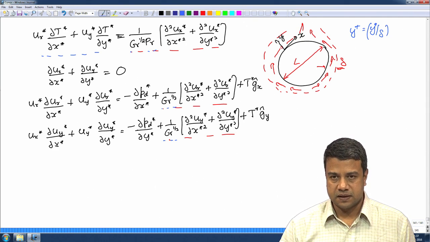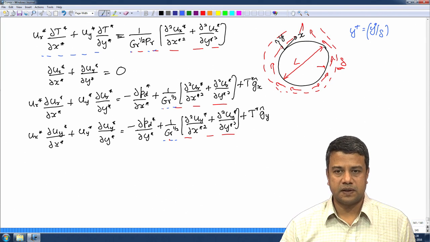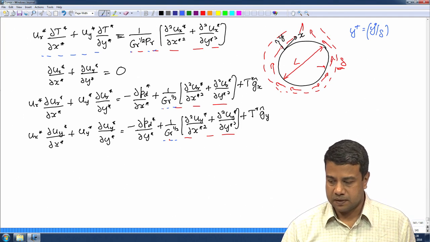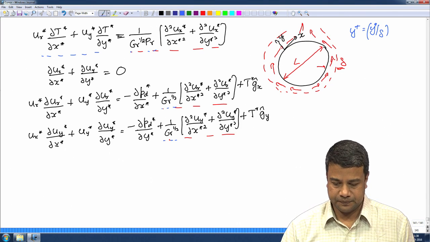The boundary layer thickness decreases as the Grashof number increases in such a way that the equations in terms of scaled coordinates are independent of Grashof number in the limit as Grashof number goes to infinity. Okay. So, that is the principle that we will adopt while solving this problem.